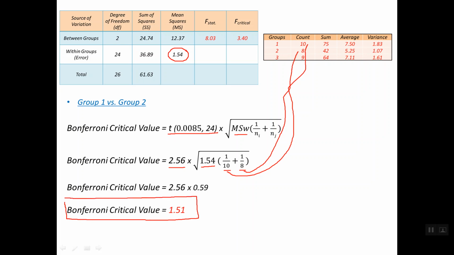1.51. This is the value for Bonferroni critical for the difference between group 1 and 2. If the absolute difference between the two means is greater than this value, then we conclude that there is a significant difference between the mean of group 1 and group 2.